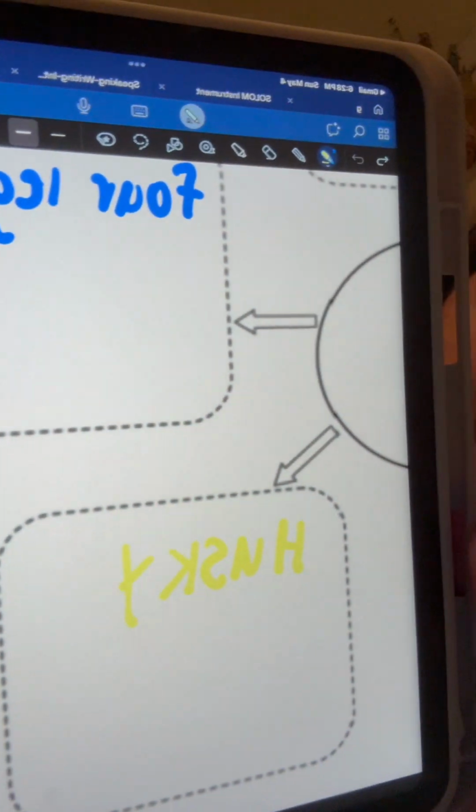Is she a husky? Is she a lab? Is she a German shepherd? Is she a Dachshund? We don't know. So in our story, one of our first sentences needs to be, what type of dog is Lola? So I wrote in my box, and I put husky, because Lola is a husky. So we said that she's a husky and she has 4 legs.